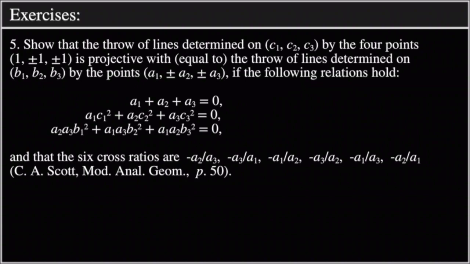And that the 6 cross ratios are -A2/A3, -A3/A1, -A1/A2, -A3/A2, -A1/A3, -A2/A1. C. A. Scott, Modern Analytic Geometry, page 50.